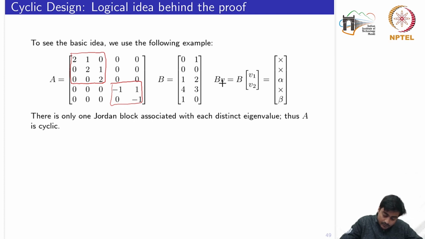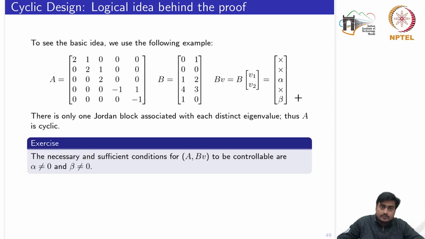Now let's select V, which is 2 cross 1, and we can write this B times V as this vector. The cross elements represent entries that we are not concerned with. The elements are straightforward if you want to compute them. This one would be v2, this would be 0. Let's denote the third element by alpha. The fourth element would be 4v1 plus 3v2, and let's denote the fifth element by beta.